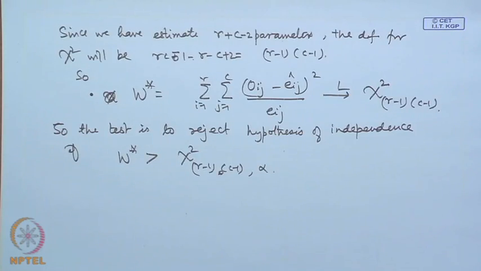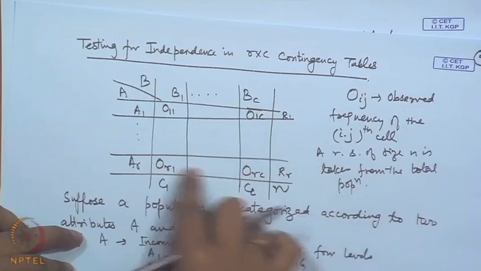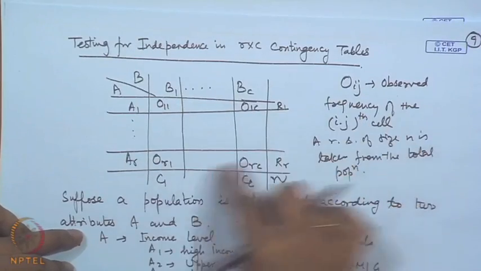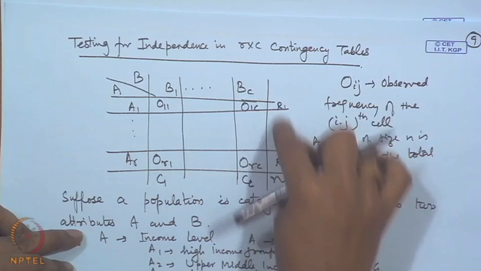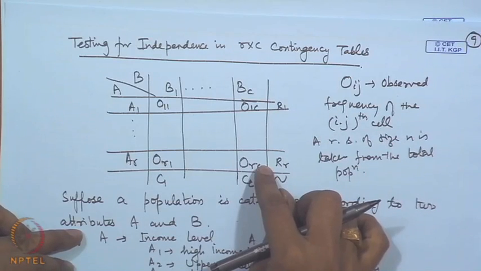Now, there is yet another situation here, because in this particular case what I have considered, the total sample size for the population was fixed, like n. Therefore, each of these Oij's became random variables, and therefore they had multinomial distributions.